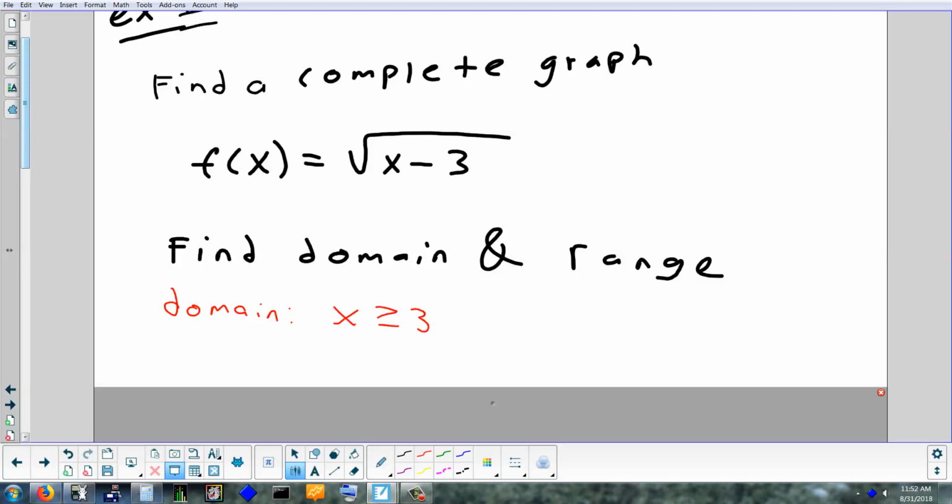Or another way to write it, using the notation we learned yesterday, is all numbers from 3, and a bracket means equal to, including 3, up to infinity. You can go as high as you want. But since you can never reach infinity, we always put a parenthesis on it. A bracket is a number you can actually be equal to and reach. So this means all numbers from 3 to infinity.